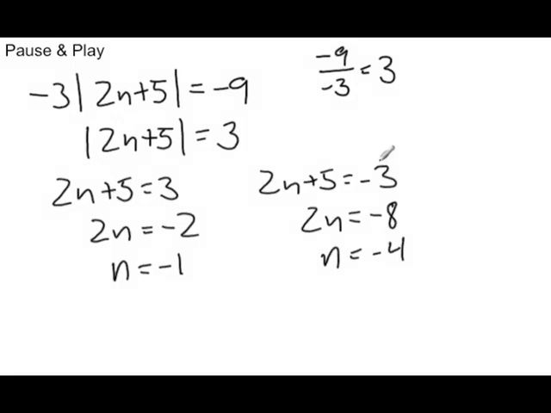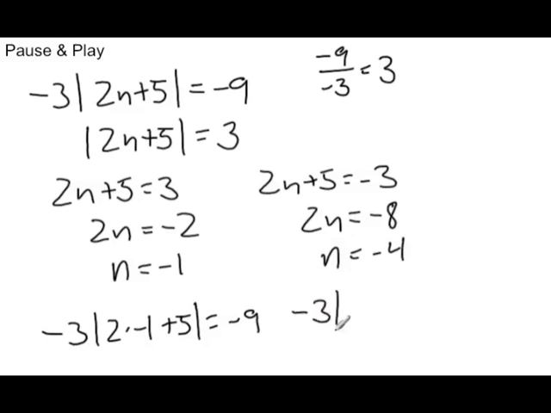All right, let's go ahead and check our solutions. So let's put this back in our original equation. Negative 3, absolute value of 2 times negative 1 plus 5 equals negative 9. Well, 2 times negative 1 is negative 2, plus 5 is 3. Absolute value of which is 3. Negative 3 times 3 is negative 9. So we'll try this solution.